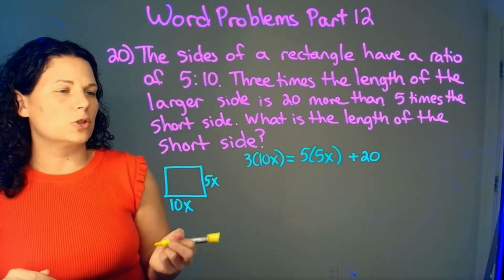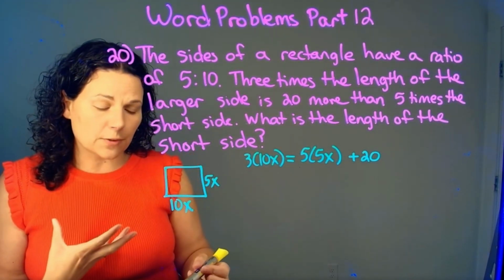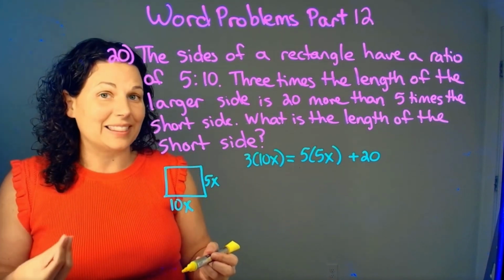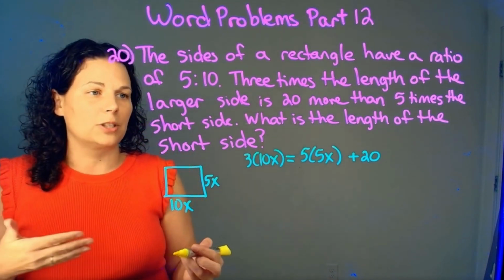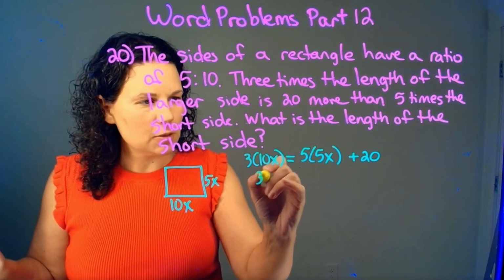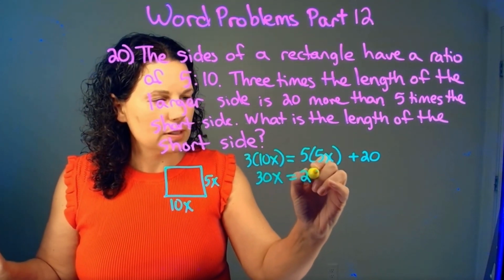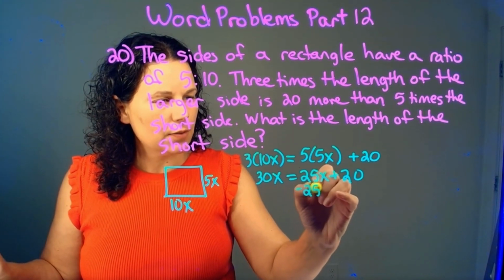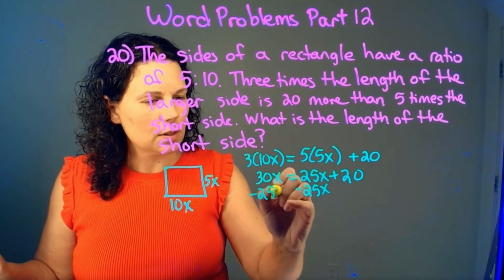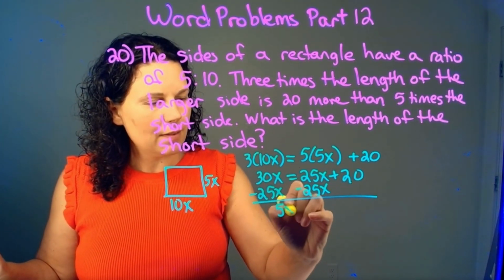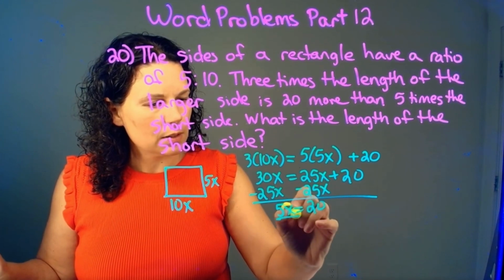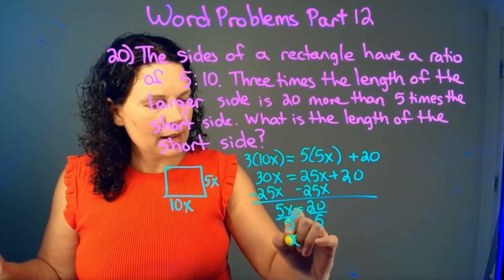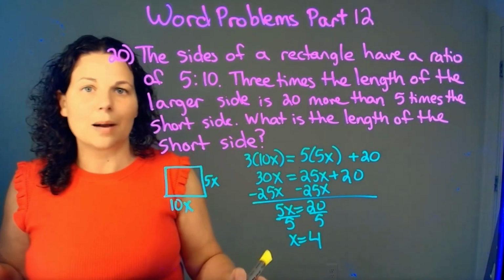What is the length of the short side? So I've got to solve this for x, but I'm not done when I get there, right? We've got to make sure we answer the question asked. So let's see what happens. That gives me 30x equals 25x plus 20. Let's subtract 25x to get all the x's on one side. 5x equals 20, divided by 5. So x equals 4.